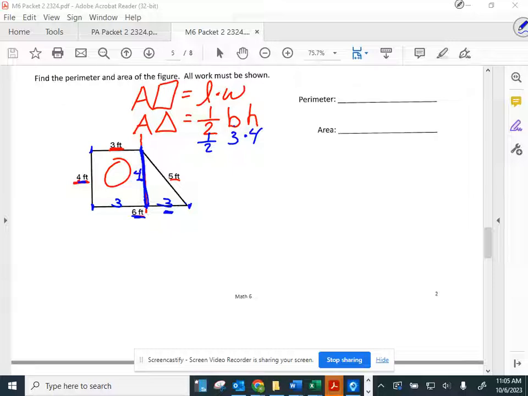Then what do we do once we know the area of our triangle and we know the area of our rectangle? What do we have to do to find the total area? Layla? Add the 2 areas together to get your total area. So to do the areas, you find for your rectangle, then you find for your triangle, 1/2 of your base times your height.